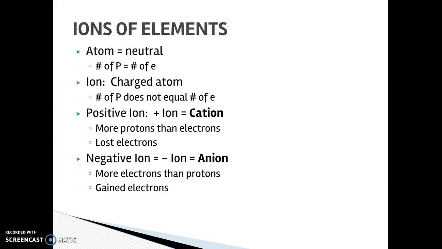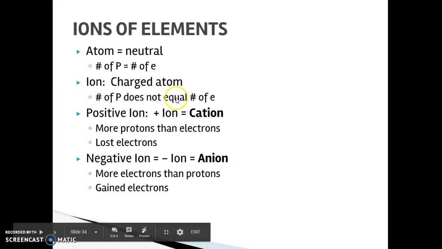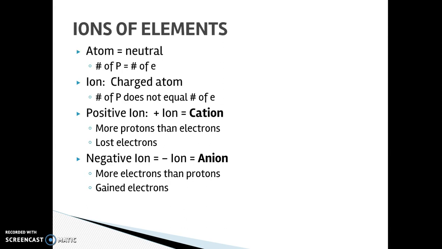When we look at a regular atom, an atom is neutral. The name or the term atom implies neutrality. So the number of protons is always going to be equal to the number of electrons. So if you have a neutral atom with 8 protons, the number of electrons is also going to be 8 to give it no charge.